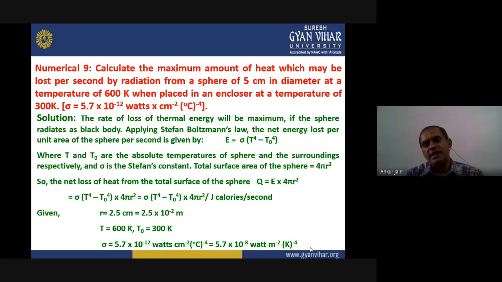Now if we apply Stefan Boltzmann's law, we know that the net energy lost per unit area of the sphere per second is given by E equals sigma into T to the power 4 minus T naught to the power 4, where T and T naught are the absolute temperatures of the sphere and the surroundings respectively, and sigma is the Stefan constant.